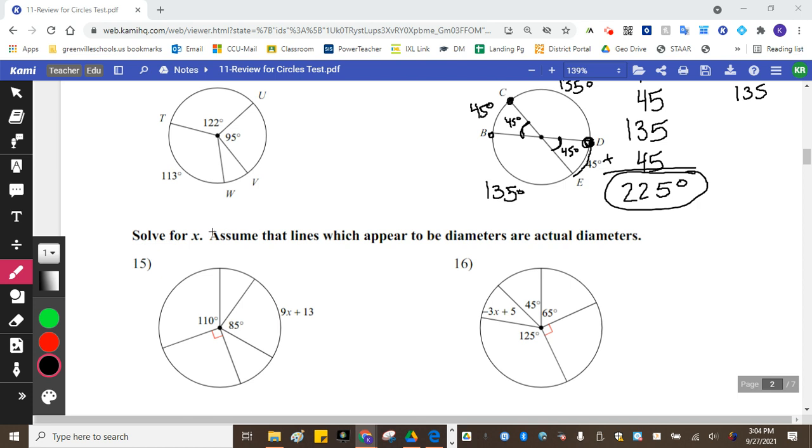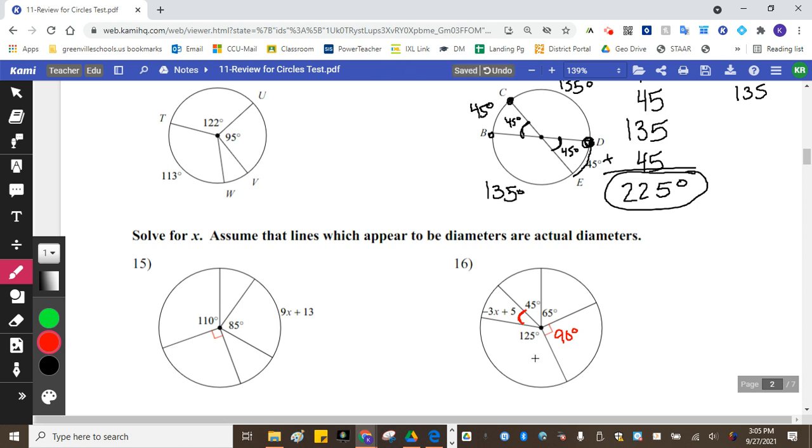Okay, 16. Solve for x. Assume the line that appears is the actual diameter. So here is x. X is talking about this angle right here. Do you agree? We know nothing about that angle, but we know all of the angles added together equals 360. What's this angle? 90. Nice. So we all agree with that being 90.